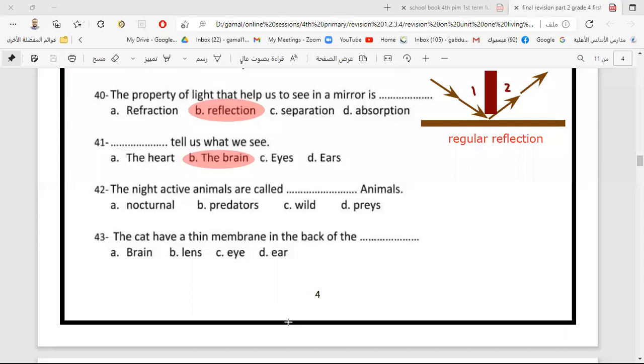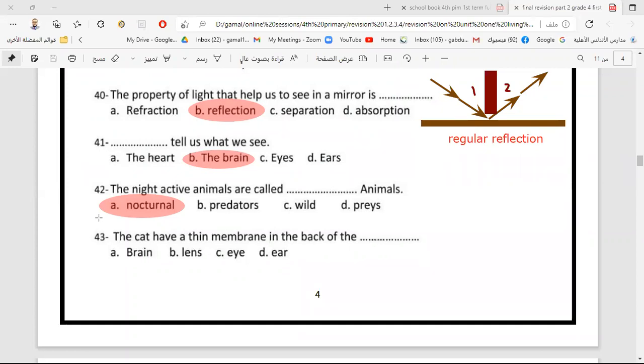Night-active animals are called nocturnal animals. Very good, my son. Can you tell me more about them? Examples of nocturnal animals: fishing cat, owl, tarsier, the bat, the owl and jerboa also. Very good, my son. These animals are active during the day or during the night? During the night, and they sleep during the daytime. Okay.